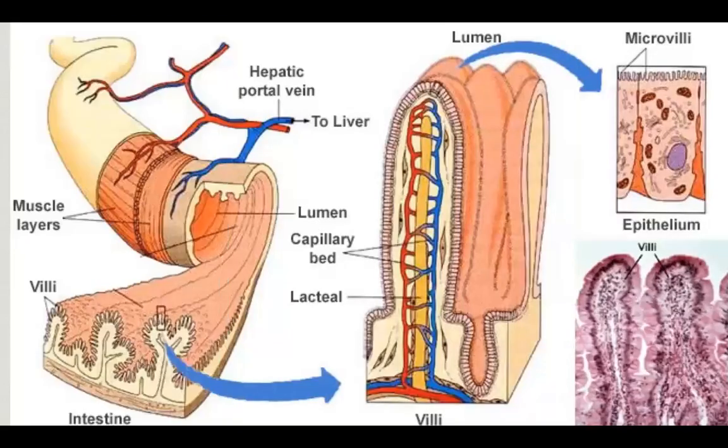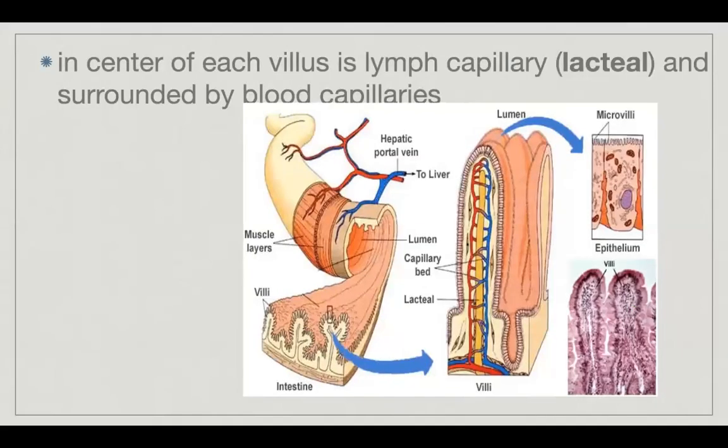This is a really good diagram, and then down here you can see the micrograph of the villi. So each one of these finger-like extensions is a villus, and then you see the microvilli there. All of this is going to massively increase the surface area for absorption. Now I can talk about how it's different.